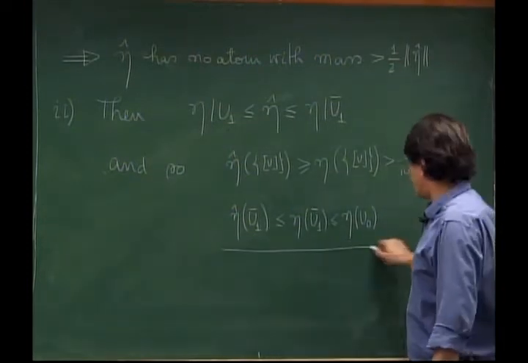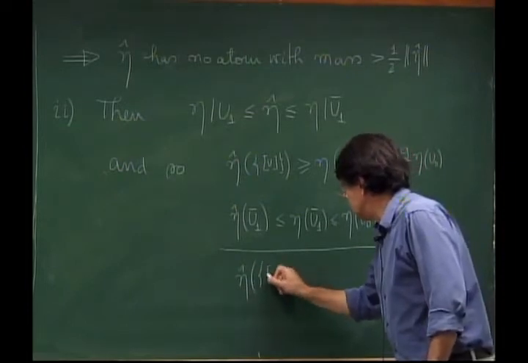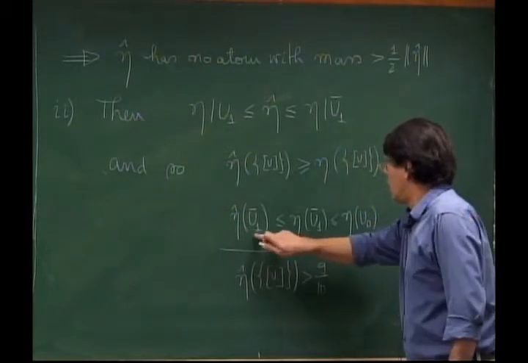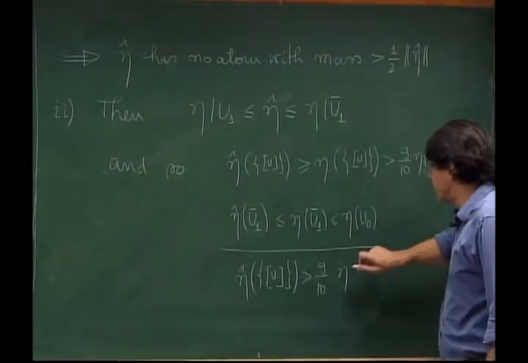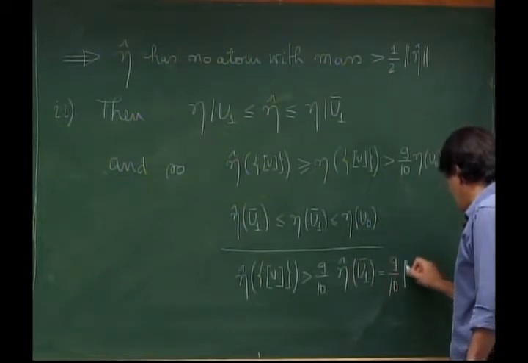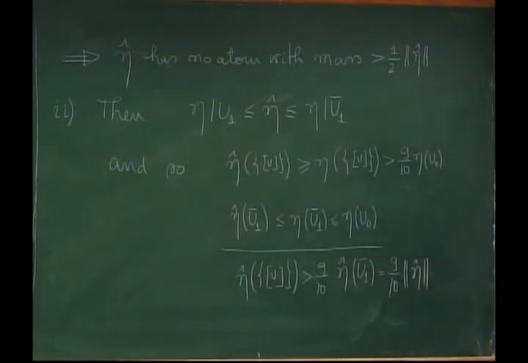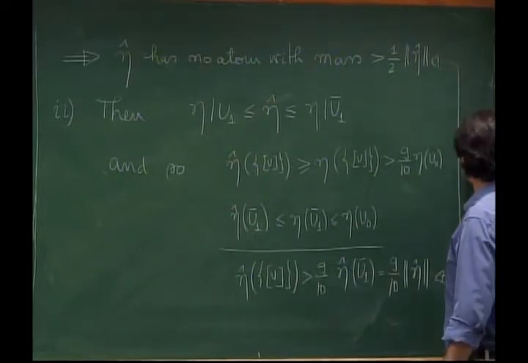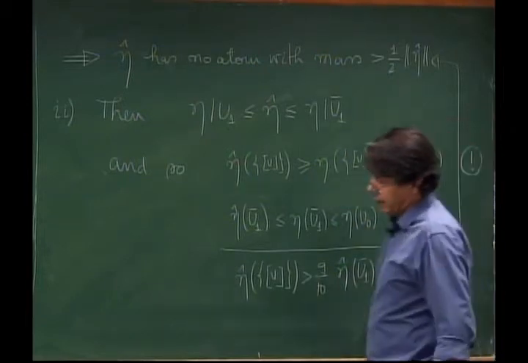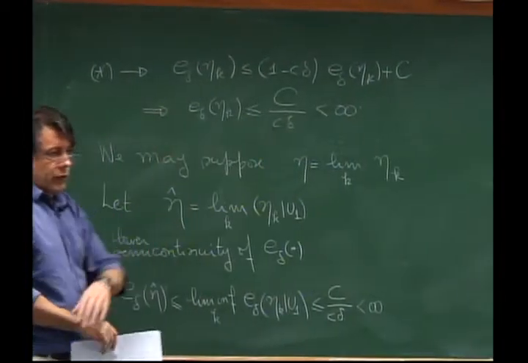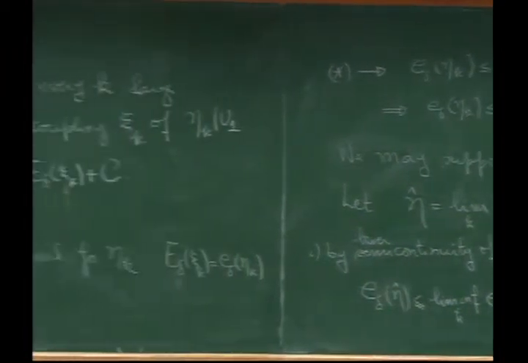So the conclusion here is that eta of v is bigger than 9/10 of eta hat of u1, which is 9/10 of the total mass of eta. Okay, so we have a contradiction. These two are in contradiction. Of course, it's easier to see what is going on if you just pretend that eta hat is the restriction of eta to u1, and then this last part is essentially immediate.